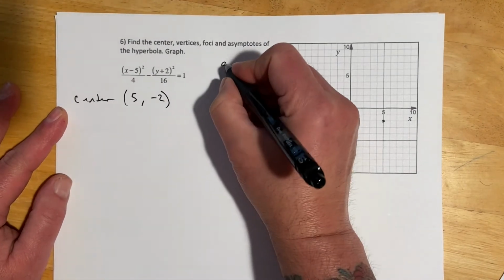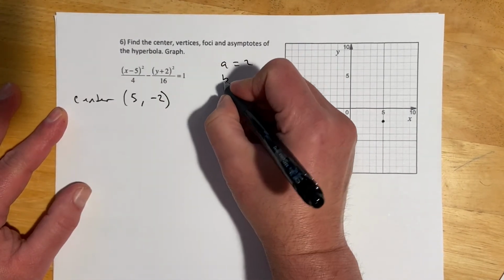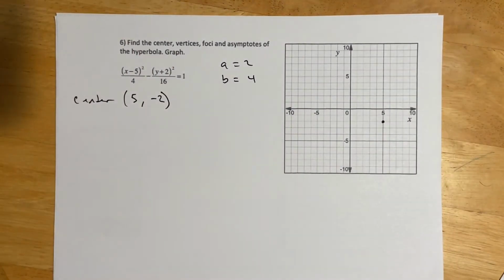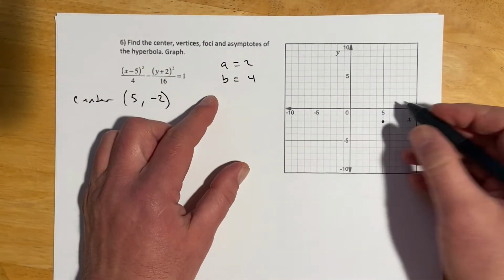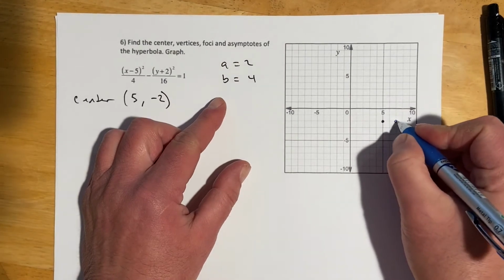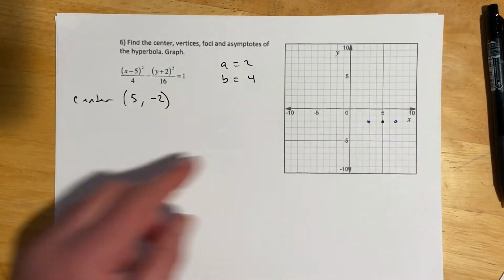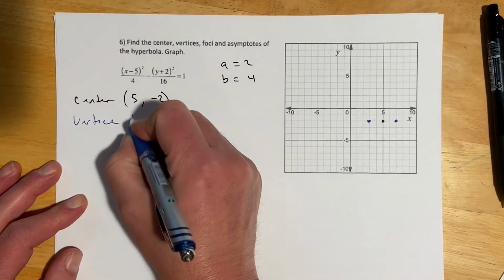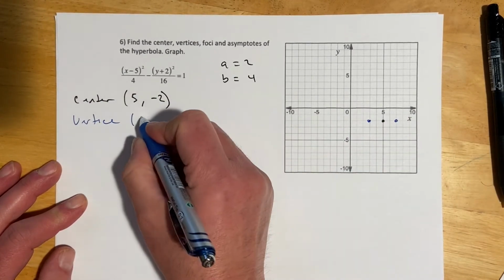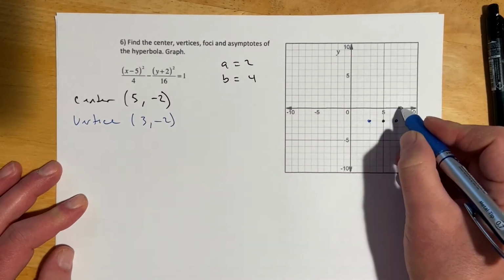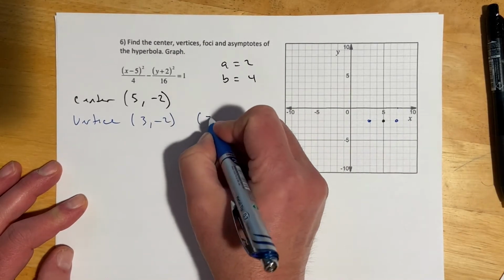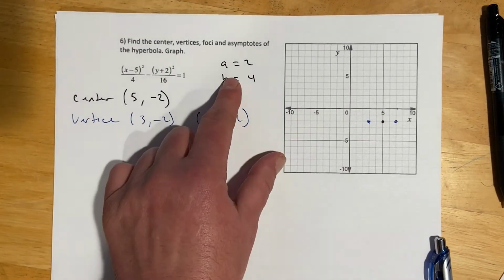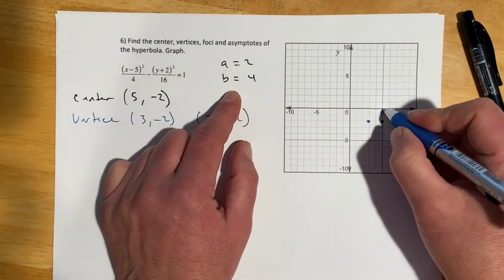It looks like A is 2 and B is 4. And this is leading in X, so it's going to open to the sides. And A was 2 again, so that will be there and there. So those are going to be the vertices. And it looks to be 3, -2 and 7, -2. And then to the other side of the box, that was 4, so that will finish off the graph.